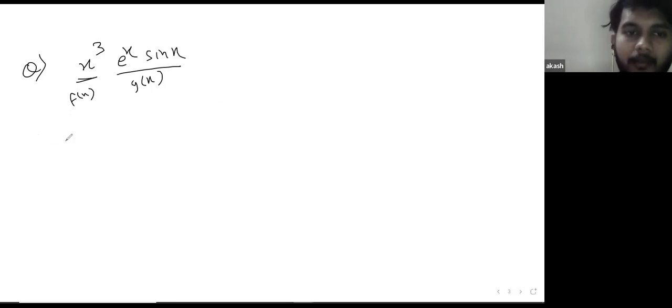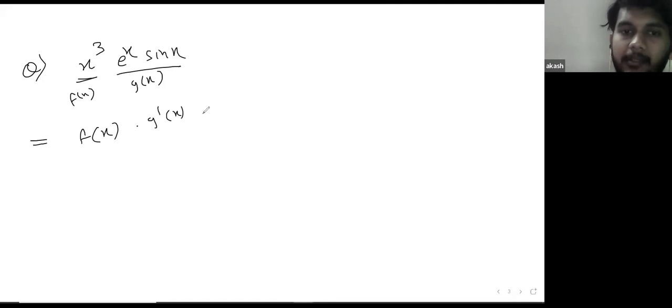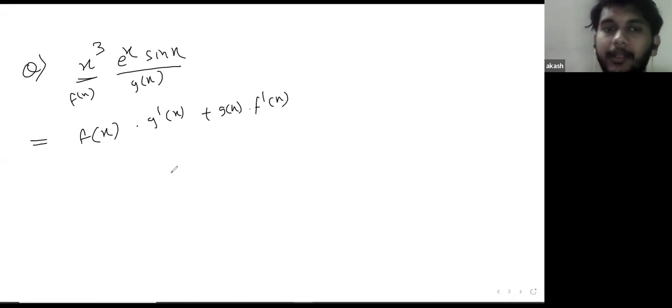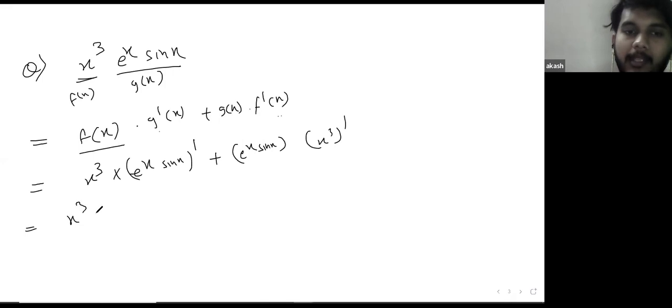All right, let's see what we can write. This is f of x into g dash x plus g of x into f dash x. f of x is x cubed, g of x is e raised to the power x sin x, differentiation of this function, plus e raised to the power x sin x into differentiation of x cube. So this is x cube into.